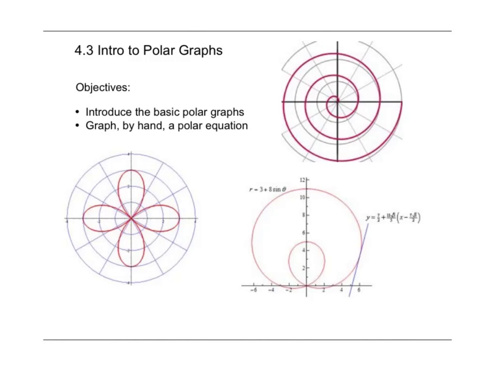Hello everyone, this is the third video in the polar coordinates and graphs section. We're going to talk about graphing and introduce some of the basic polar graphs. We're going to see things like this four-petaled rose, that's what they call this. This is a limacon, which you'll see a name for later. And this is a spiral, which kind of looks like a spiral, so we're good.